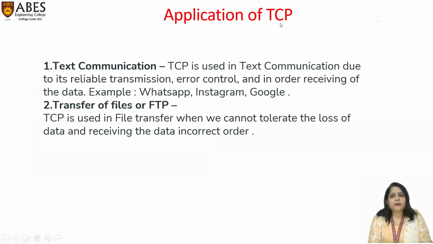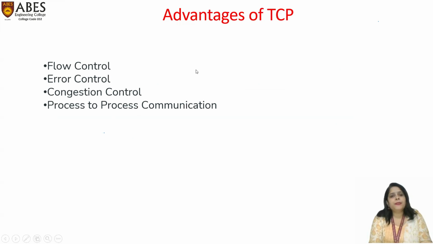Now we'll discuss some applications of the TCP protocol. The TCP protocol is basically used for text communication like WhatsApp and Instagram, because it is a connection-oriented protocol. It supports reliable transmission, so we can use it for WhatsApp communications, Instagram, Google, etc. TCP is also used to transfer files when we cannot tolerate loss of data and need the data received in correct order. These are some applications of the TCP protocol.